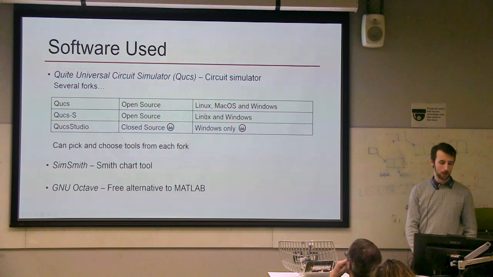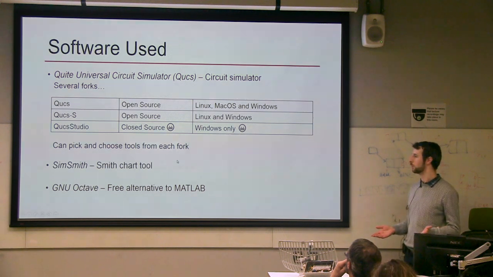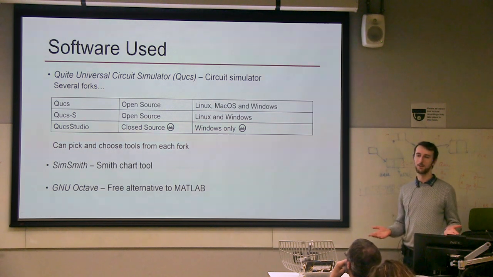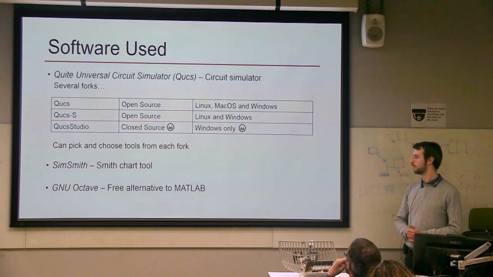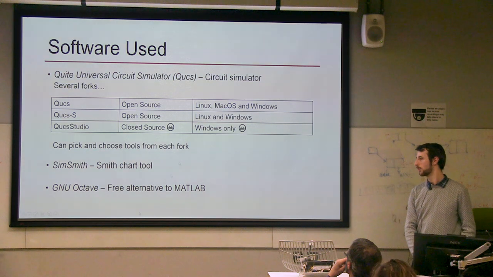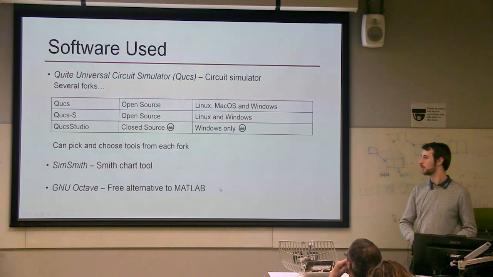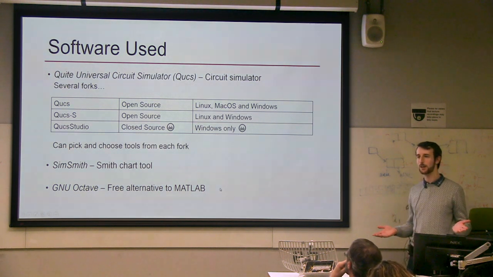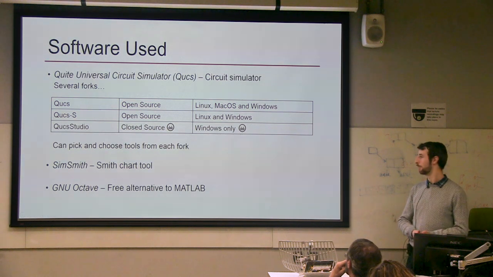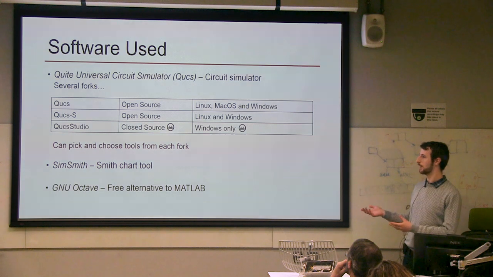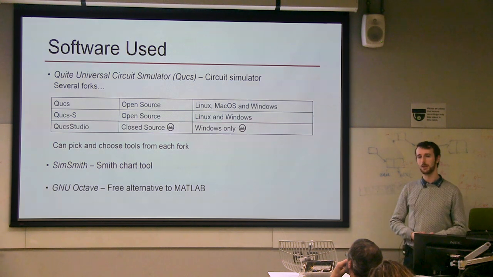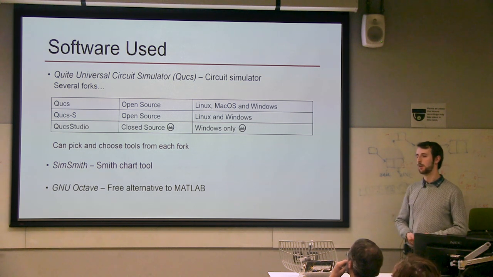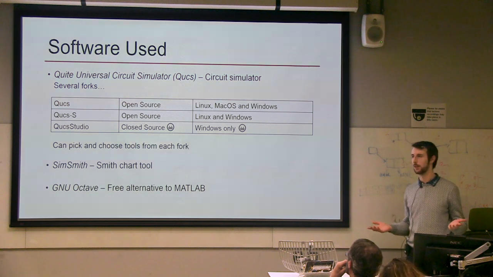I also looked into using SimSmith, which is a great Smith chart tool, so you can design matching networks, etc. And then Quucs integrates GNU Octave, which is a MATLAB-like program, very powerful. So seeing if we could combine these programs, can we get something approaching AWR, which is the one I use a lot.